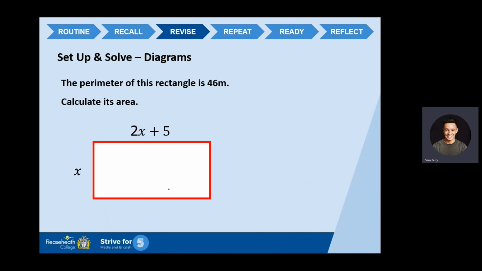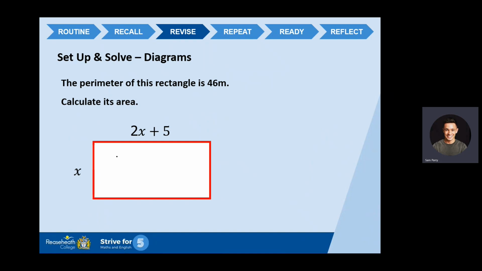Calculate its area. Oh, this is a good one. This is a saucy one. You'll see why. So the perimeter of this rectangle is 46 meters. Calculate its area. Well, first things first, in order to work out the area of a rectangle, I need to know the length and the width, or the base and the height, whichever you prefer, but I need to know these two lengths, okay? Now, in order to do that, I need to know what x is.